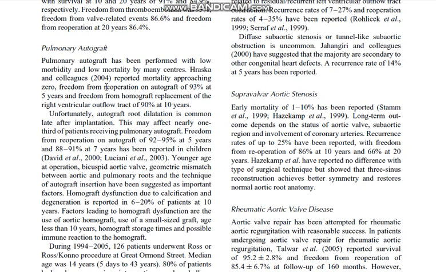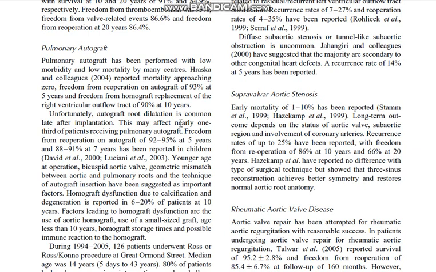Pulmonary autograft. Pulmonary autograft has been performed with low morbidity and low mortality by many centers. Rask and colleagues reported mortality approaching 0, freedom from reoperation on autograft of 93% at 5 years, and freedom from homograft replacement of the right ventricle outflow tract of 90% at 10 years. Unfortunately, autograft root dilatation is common late after implantation. This may affect nearly one third of patients receiving pulmonary autograft.